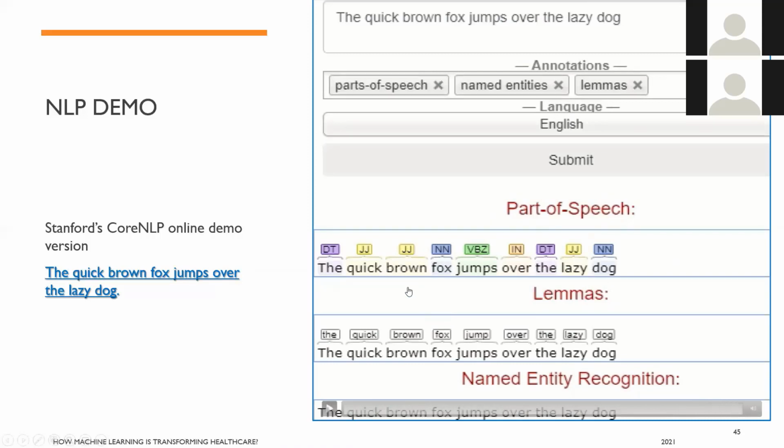As you can see, the POS tags: DT for determiner, JJ for adjective, NN for nouns, VBZ for verb, and IN for preposition. We also have lemmas. So jump is the lemma for jumps. Also, the whole sentence is recognized as it is by the named entity recognition algorithm.